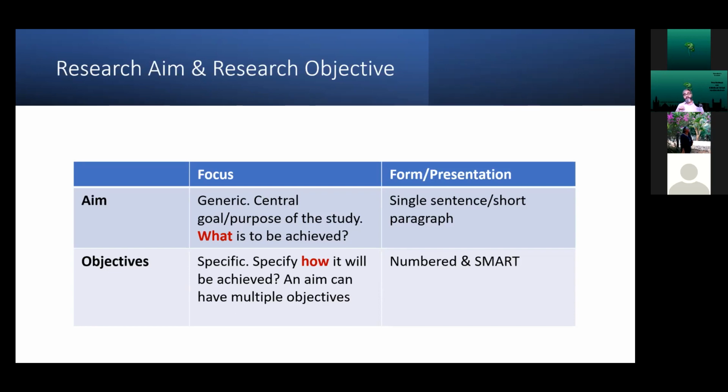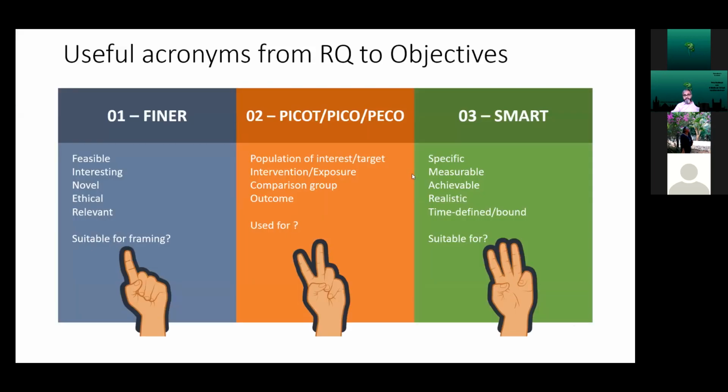And it specifies how it can be achieved. So it's not only what, it's also how. The objectives, and any aim can have multiple objectives. All of the objectives should be numbered, and as much as possible, all of them should be SMART. I'll be talking about this in greater detail in a while. So that is about aim and objectives.